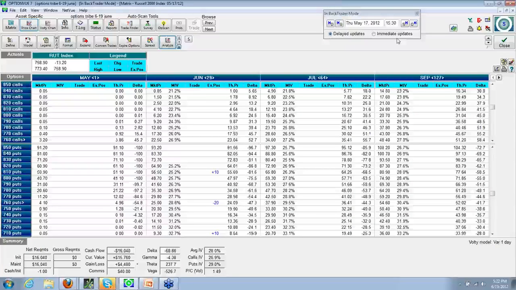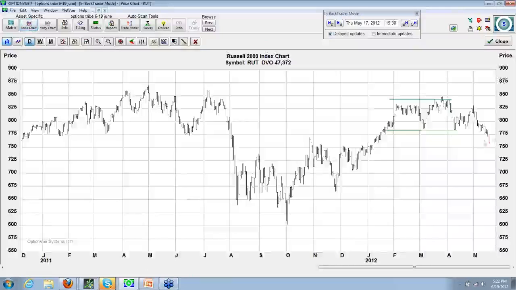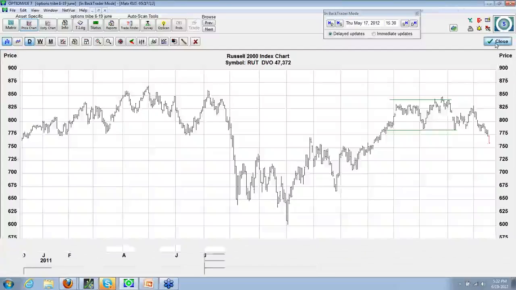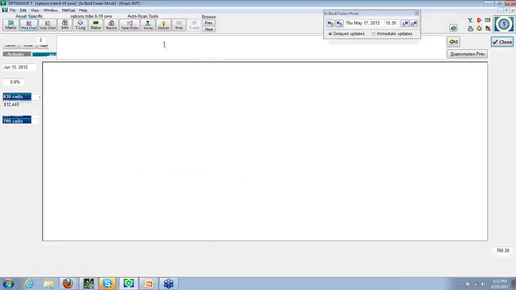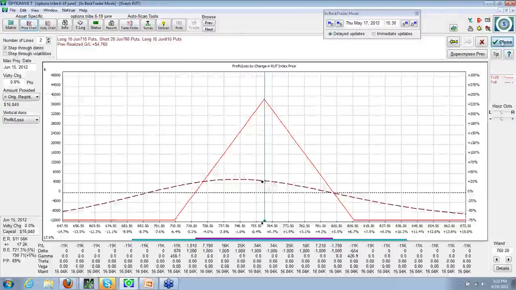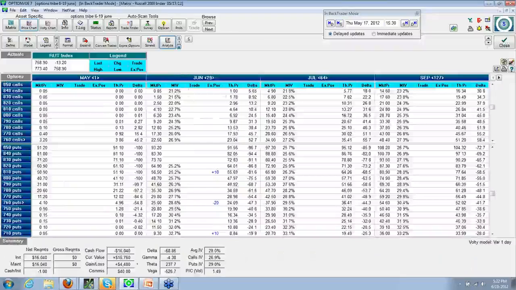And here we are with the position adjusted. We're rolled back to 760. I'm not sure if I showed the price chart. We'll quickly do that. We had a nice breakdown here. And we are down. We've rolled back to 760. Here is our new analyzed graph right here. We are now 29 days from expiration, and we're up about $4,400.